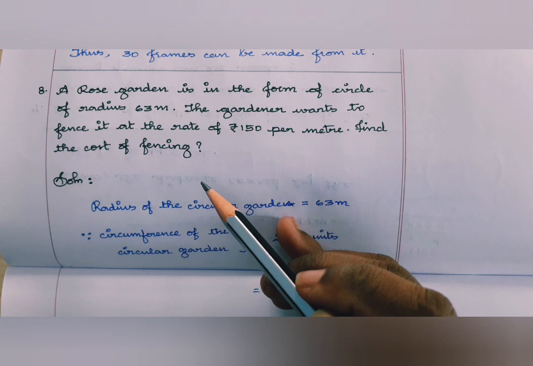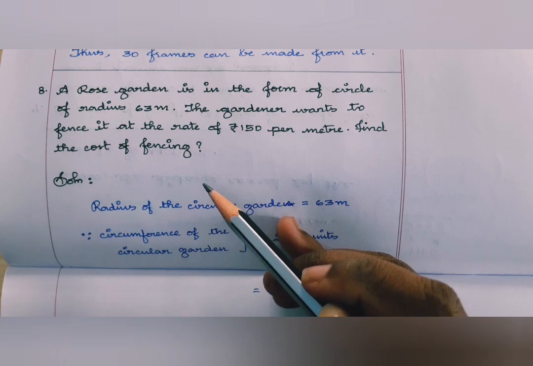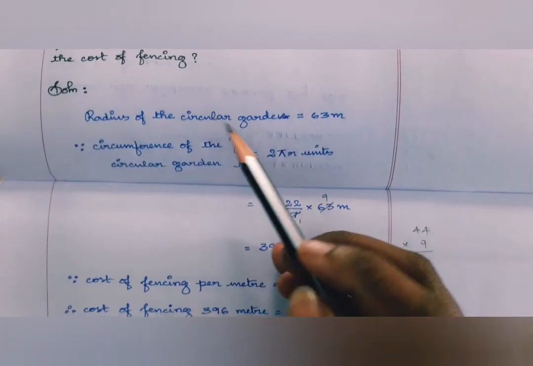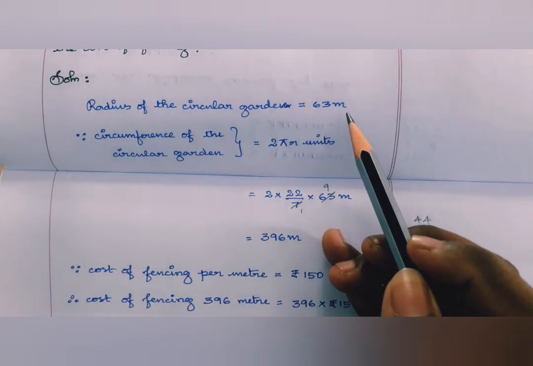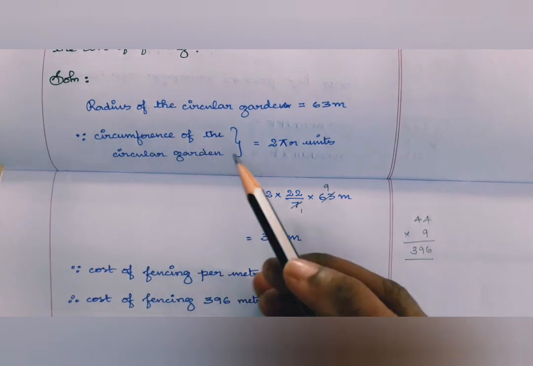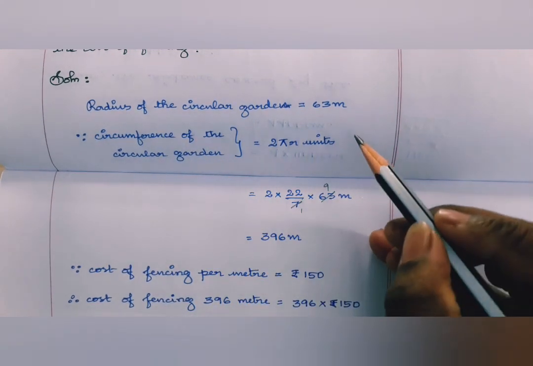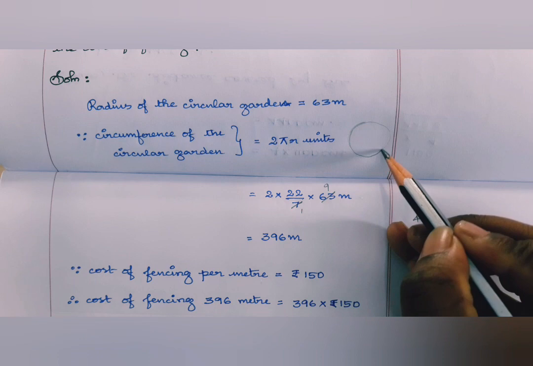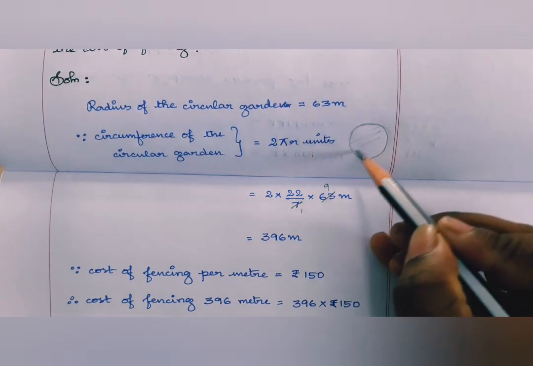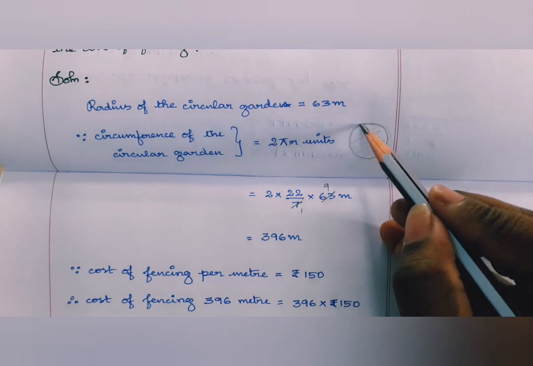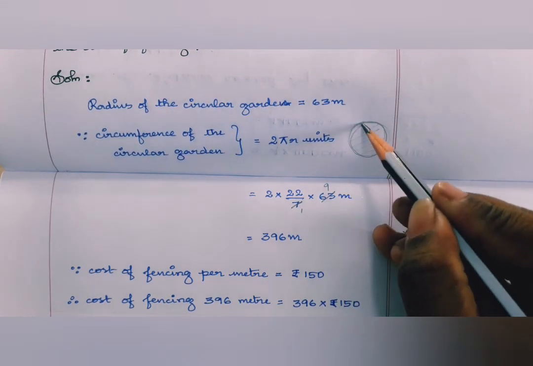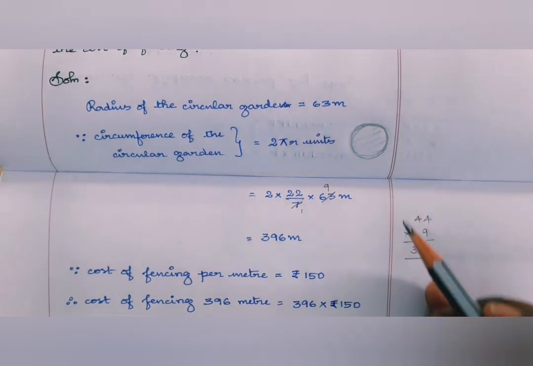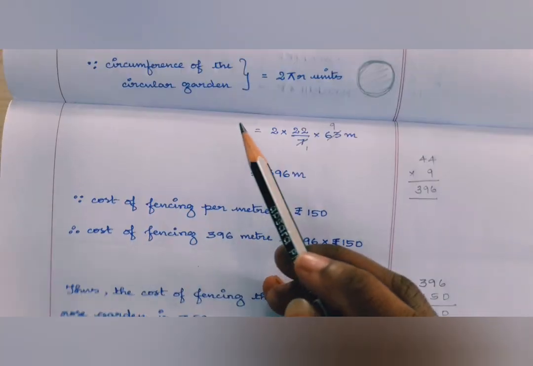Now the gardener has to find the cost of fencing the whole garden. Here it is the circumference of the circle, right? Since the radius of the circular garden is 63 meter, the circumference is 2 pi r units. You might wonder why we don't call it area, because fencing is nothing but the boundary part. Area is the inner surface. We put the boundary only at the extreme end of the garden, so we name it the circumference of the circular garden.